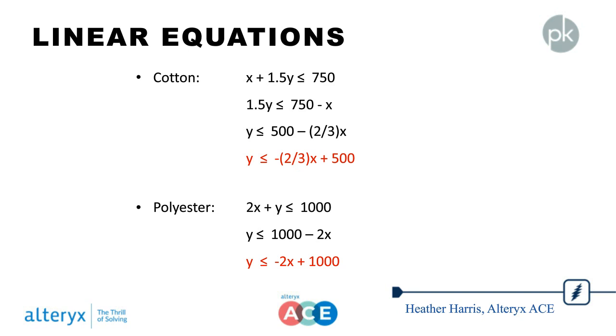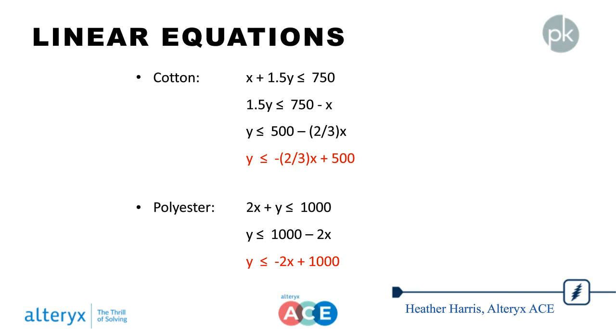So the reason we want to do this is we want to figure out a way to tie these two equations together. And to tie two equations together, you make them equal around the same variable. So in this case, we're going to find out what is y for cotton and what is y for polyester, because then we can put the equations together.